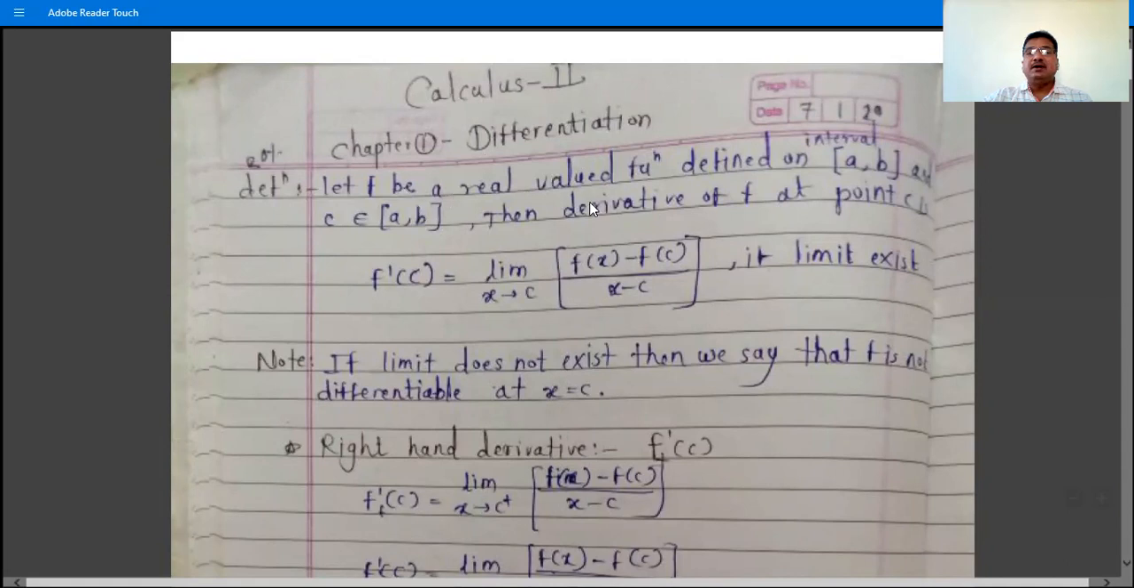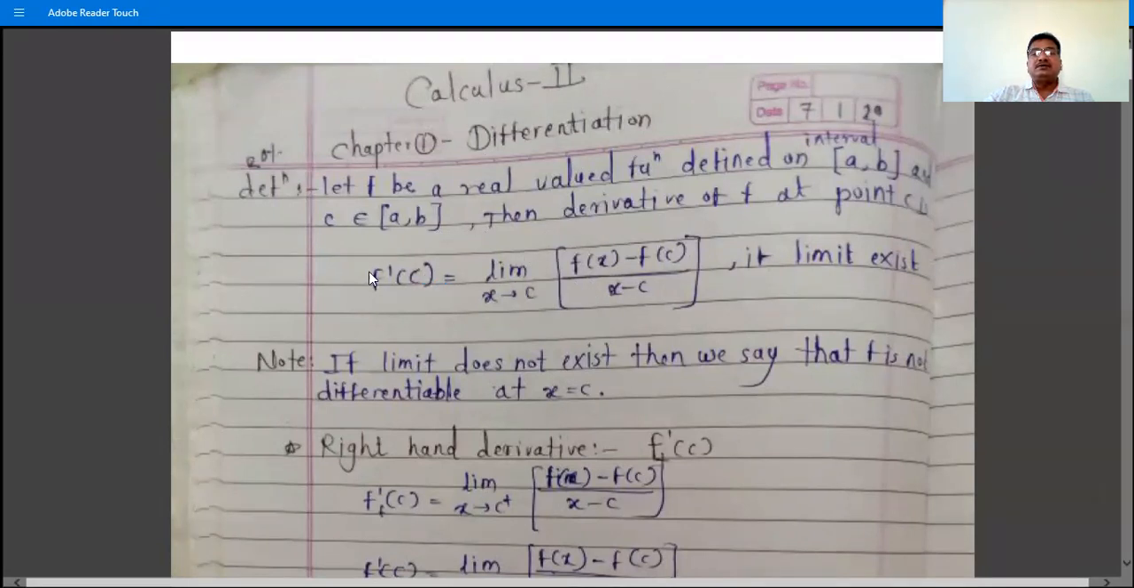So let f be a real valued function defined on the interval (a, b), and c is a point of (a, b). Then the derivative of f at the point c is what? f dash c is what? Limit x tends to c, f of x minus f of c divided by x minus c. This chapter, differentiation, is already in your 12th science syllabus.